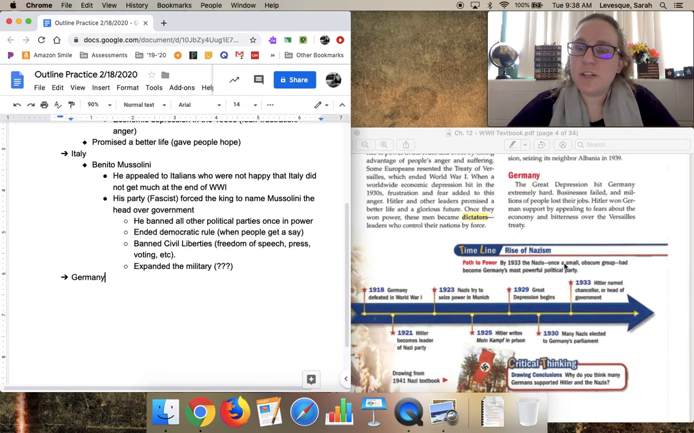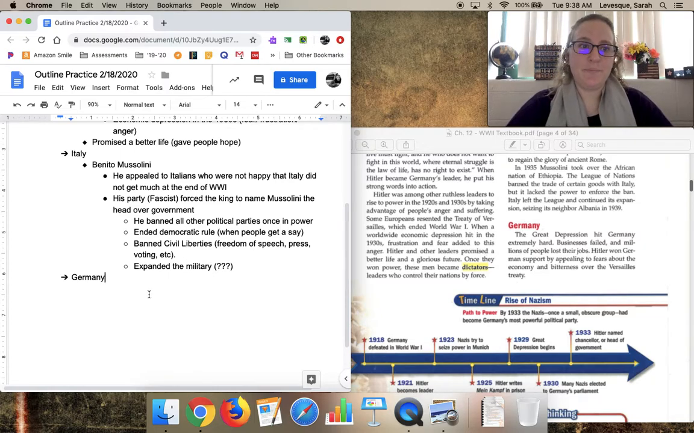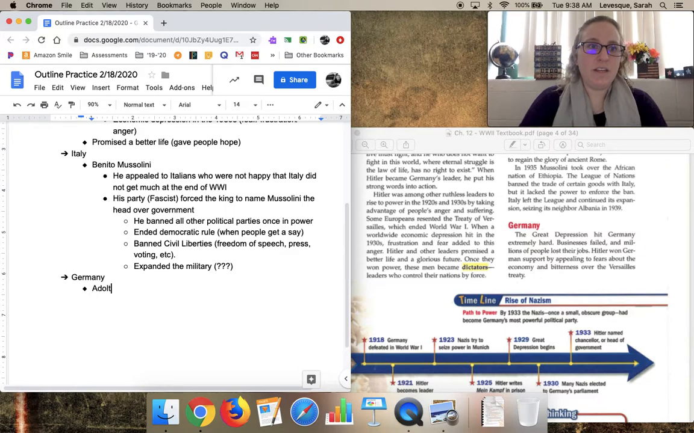The Great Depression hit Germany especially hard, businesses failed, and millions of people lost their jobs. Hitler won German support by appealing to fears about the economy and bitterness over the Versailles Treaty. Alright, so Germany, we're going to have Adolf Hitler. What did he do?